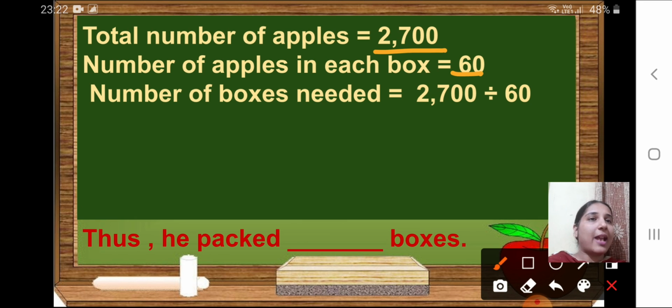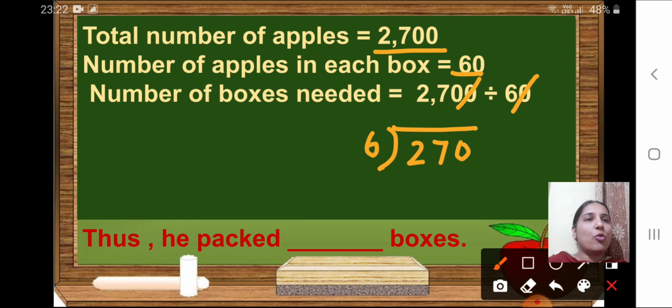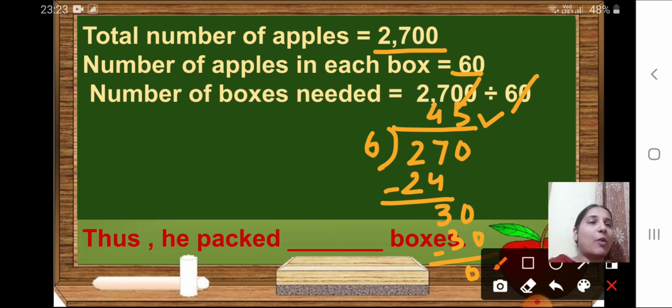So here I am using the cancellation method. We'll cancel the common number of zeros. So now we have to just divide 270 by 6. So 6 4s are 24. So here I have 3. Now 6 5s are 30. So how many boxes will be required? 45 boxes. So that I will write here in the final statement. Thus he packed 45 boxes.